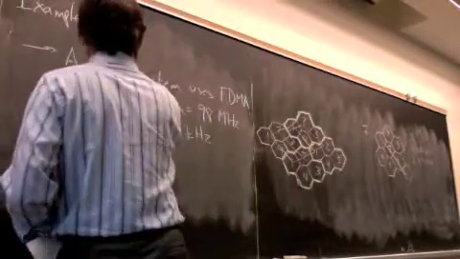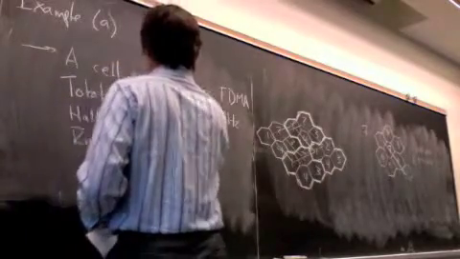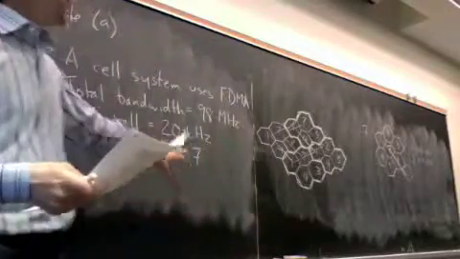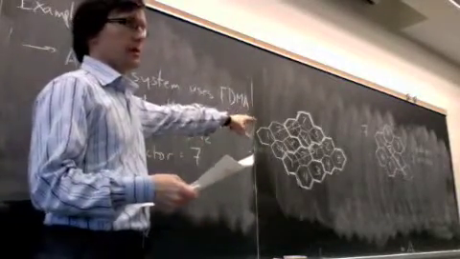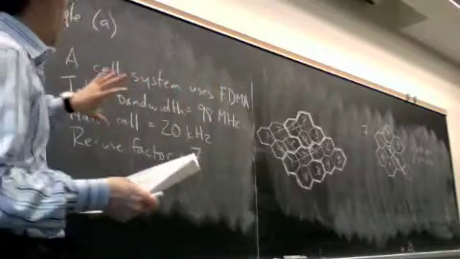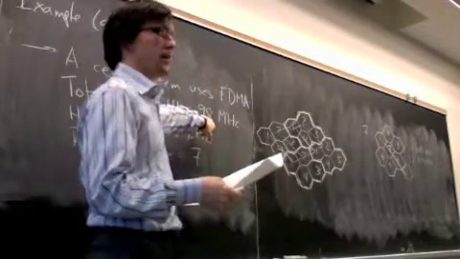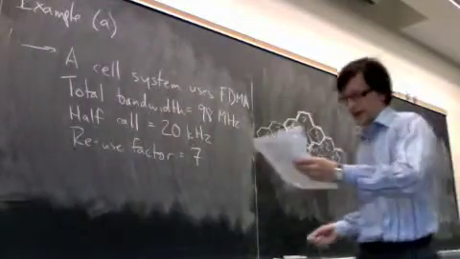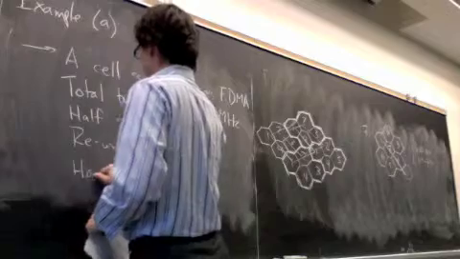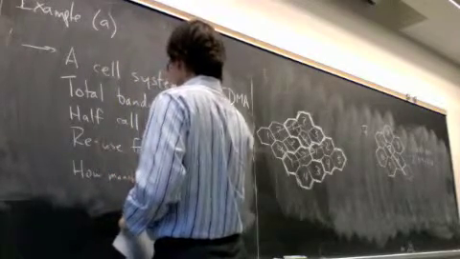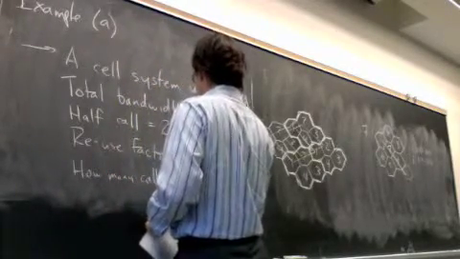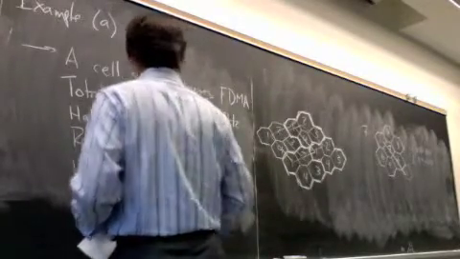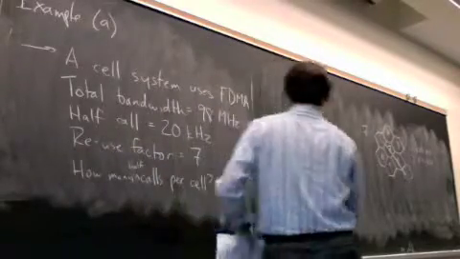Reuse factor is 7. So in other words, reuse factor, that's the size of the cell cluster. So every 7 cells, the same entire bandwidth of 98 megahertz is reused. So the question is, how many calls per cell? How many half calls per cell?